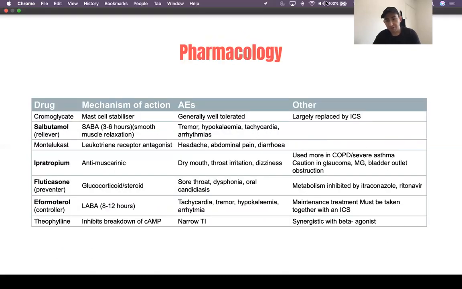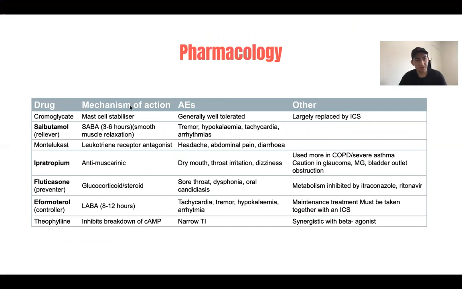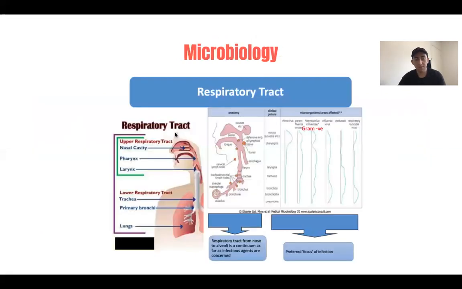And here's your very brief medication table. You should know your broad classes for your SABA, LABA, SAMA, LAMA, and also your ICSs. You should know the stepwise approach to asthma and COPD. Those are two conditions that you should know the pharmacology of quite well.